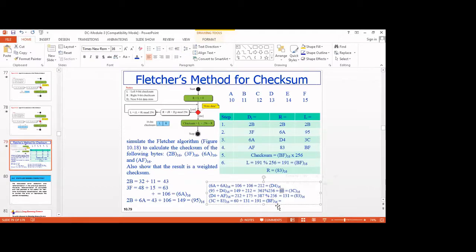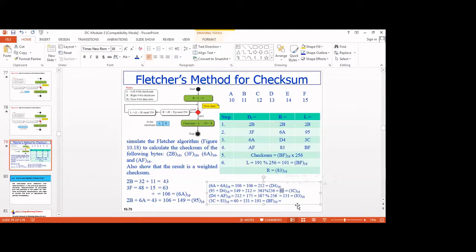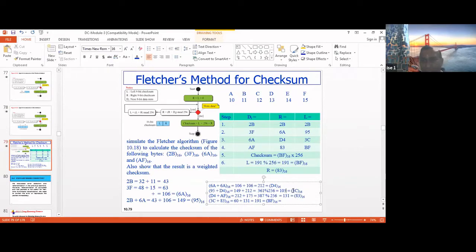95 plus 361 divided by, simply take it will go 361 minus 256. How much? 105. 105. Convert this into base 16.